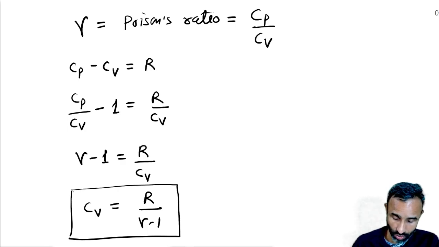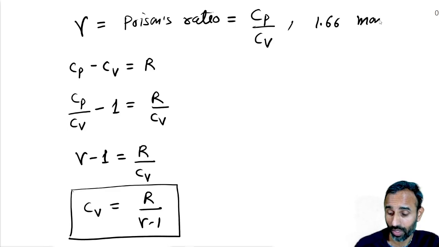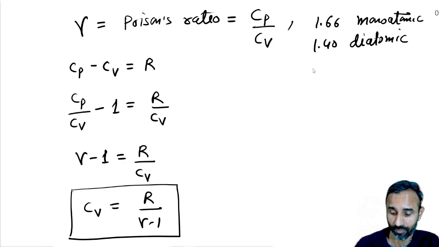And the value of gamma is 1.66 for monoatomic gas, 1.40 for diatomic gas, and 1.33 for triatomic gas.